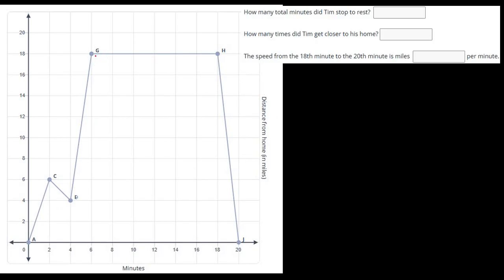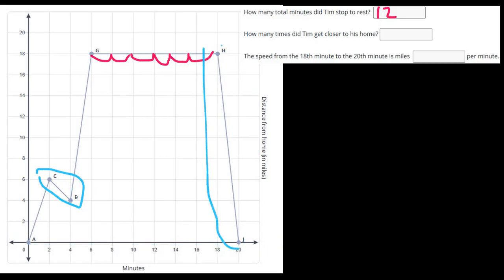So when he's not moving, it's flat. So this is 2 minutes there, 2, that's 4, 6, 8, 10, 12. So it looks like he stopped for 12 minutes to rest. How many times does he get closer to home? Well, this is home right there at the bottom. So when it goes down, that means it's getting closer. That's 1 time, and this is 2 times. So Tim's getting closer 2 times there.